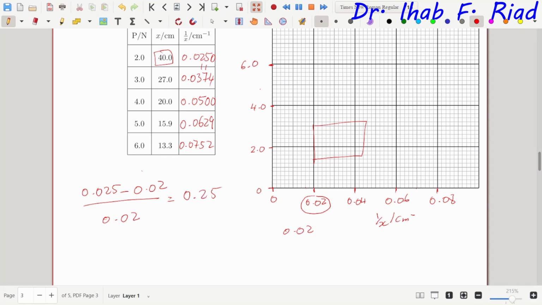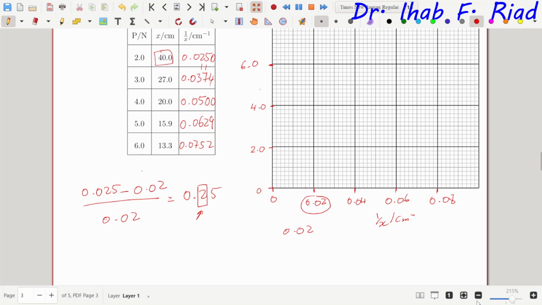We get 0.25. Check this one. The first number after the decimal point tells us how many small squares we need to count. So we count 2 small squares from 0.02. What about the 5? This 5 tells us how close we are to the 2 mark compared to the 3 mark. Let me show you.